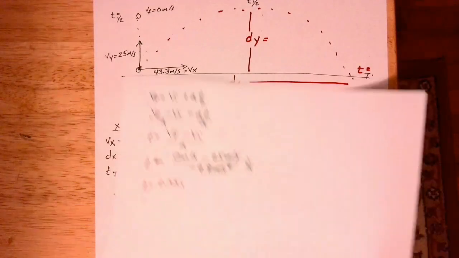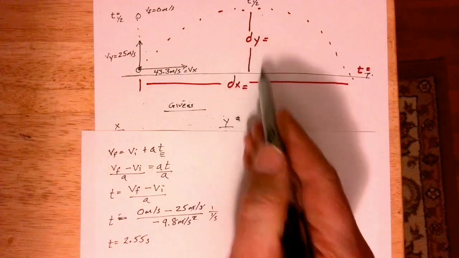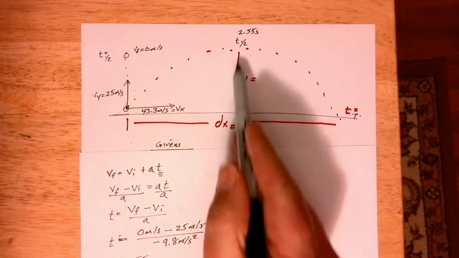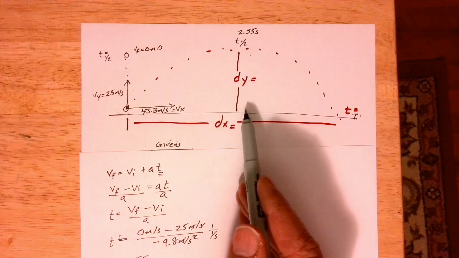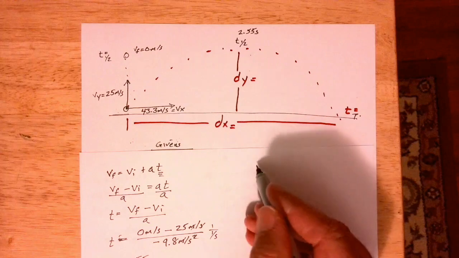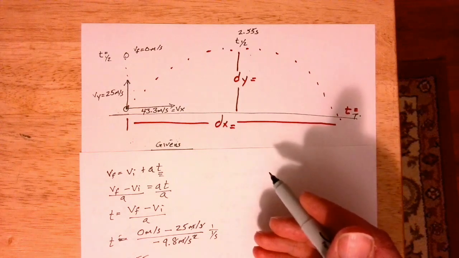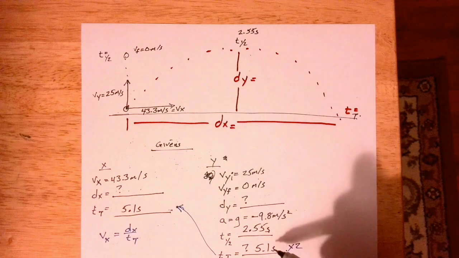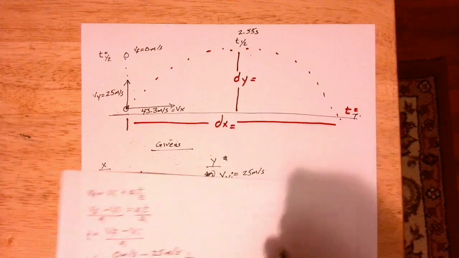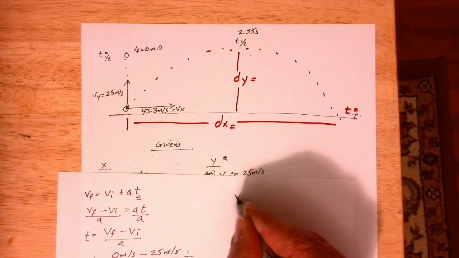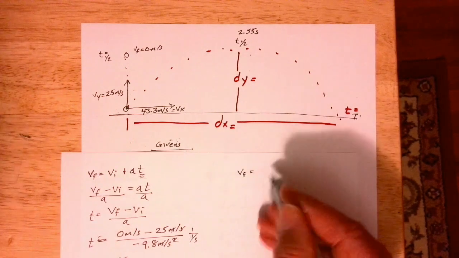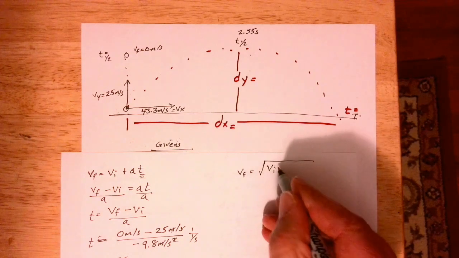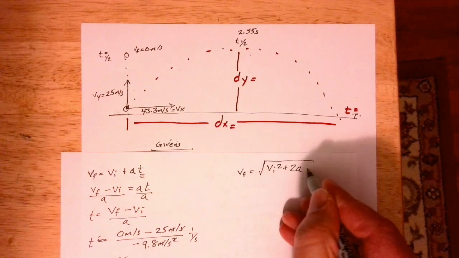Now, while we're still working in the y direction, let's find out how high this will go up. I want to find this value here. Again, there could be more than one way of doing it, but try to use the ones where you're using the variables that were given to you. So what I'm going to do is VF is equal to the square root of VI squared plus 2AD.